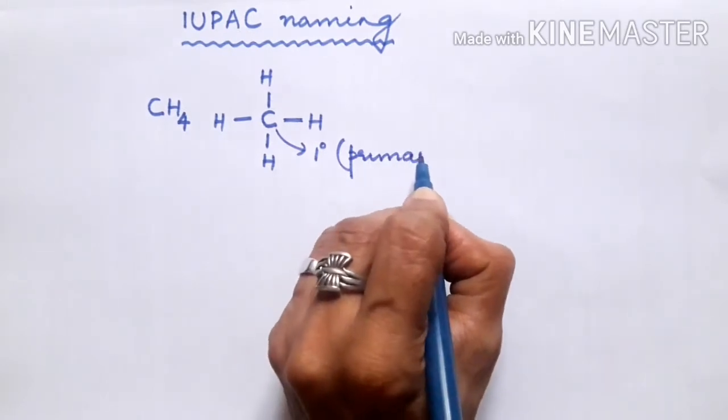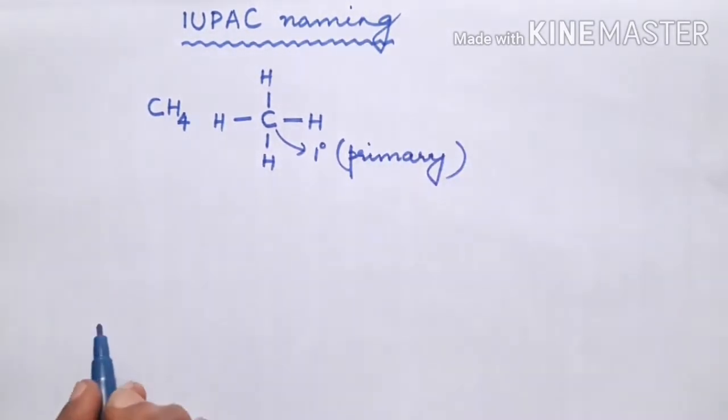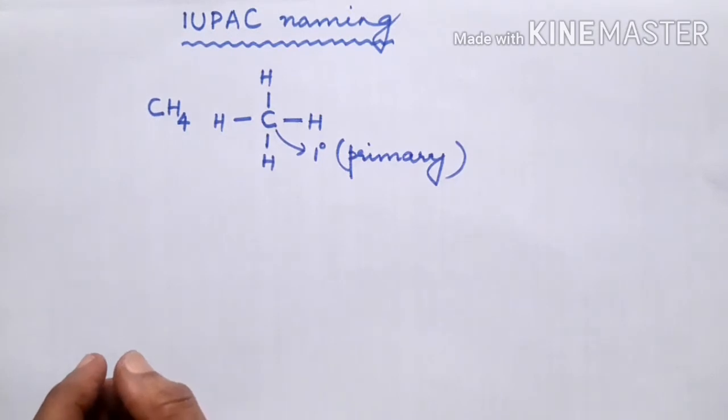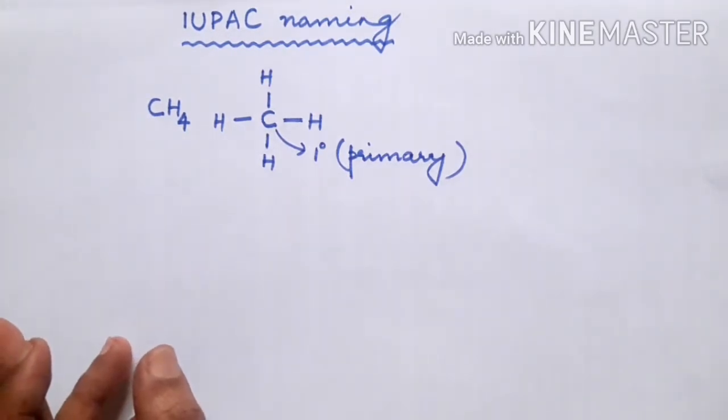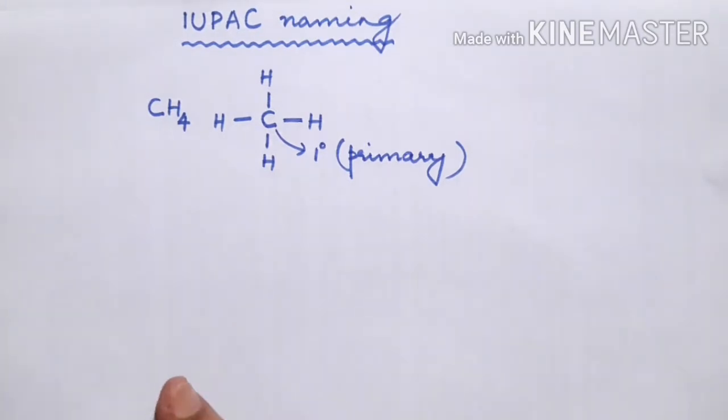So what do you understand by primary carbon? Primary carbon is a carbon atom which is not attached to any other carbon atoms, or it is attached to one carbon atom.